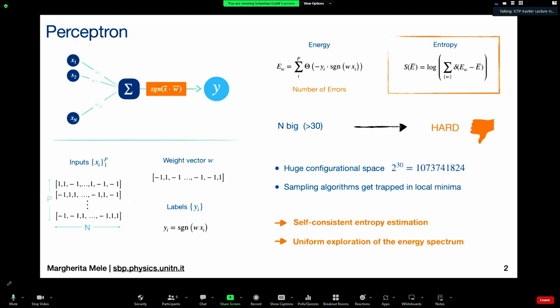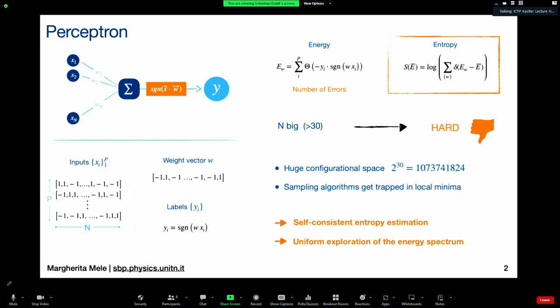For this reason, we have decided to try to apply an algorithm that has been developed in soft matter theory, called Wang-Landau. It's a Monte Carlo-based algorithm, a sort of enhanced sampling, that has been specifically designed to estimate in a self-consistent way the entropy of a system, performing a uniform exploration of the energetic spectrum, okay? A detailed description of the algorithm is beyond the scope, so if you are interested in it, we can discuss it offline.